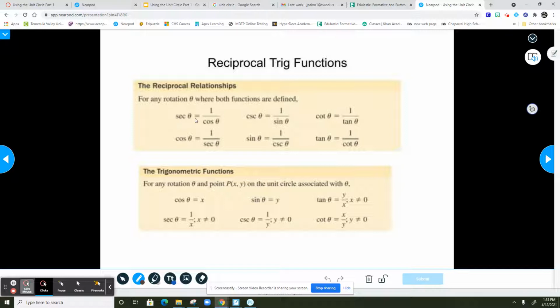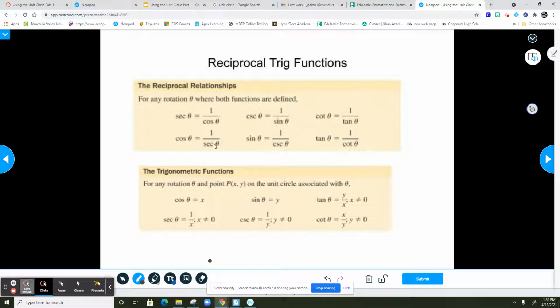Secant, abbreviated SEC, is the reciprocal of cosine. So secant theta is 1 over cosine. Cosecant theta is the reciprocal of sine, so it's 1 over sine. Cotangent is the reciprocal of tangent, so it's 1 over tangent. Which also means, if you look down here, you could write it as x over y, since tangent is y over x, so the reciprocal is x over y.